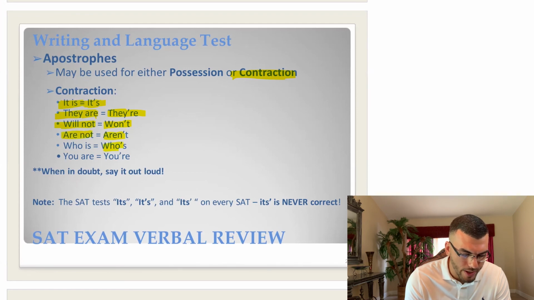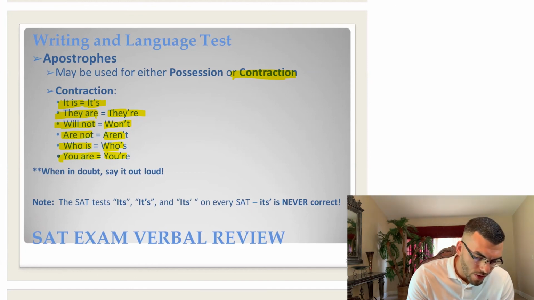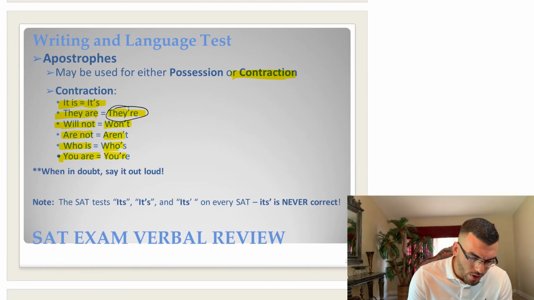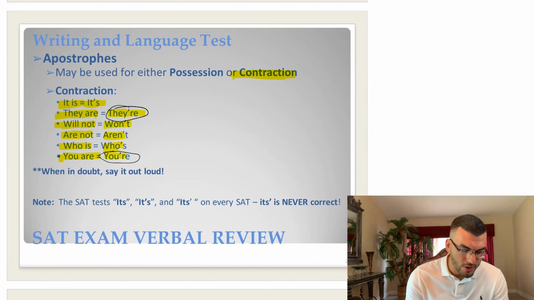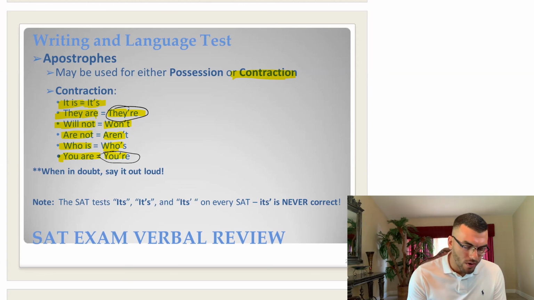It's just another way of writing it, but just to make sure you're using the correct form of the contraction, just read it out loud. If they use the word they're spelled like that in a sentence, you should be able to read it in that sentence as they are, and it would still make sense. If they use the word you're in a sentence, you should be able to read it as you are in that sentence and it will still make sense. If it doesn't make sense, then it's not the correct usage of the contraction. So when in doubt, just say it out loud.